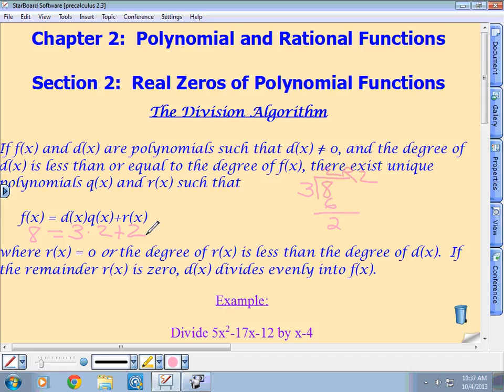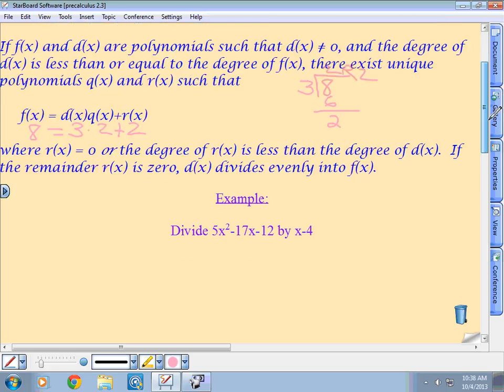Where r of x is 0, that means there is no remainder. If my r of x is 0, then it went in evenly, or the degree of r of x is less than the degree of d of x. If the remainder r of x is 0, then d of x divides evenly into f of x, our original polynomial. So basically, when the remainder is 0, it divides evenly. All right, so let's do one of these.